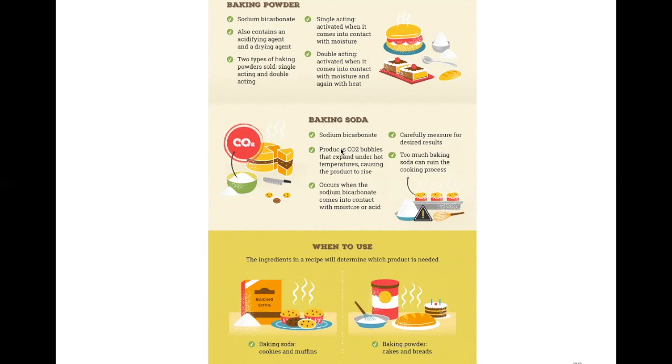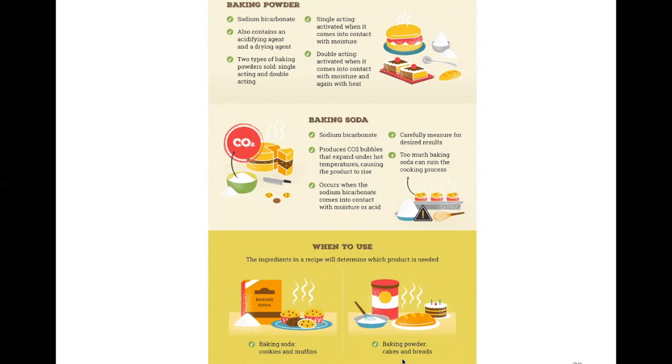किसको कहाँ यूज करते हैं आप देखो, इधर केक की तरह यूज किया हुआ है. तो कोई भी चीज ऊपर की ओर फुलाना हो, केक कैसे फूलता है ऊपर, ठीक है. CO2 gas is released, that is for sure, that is why you get holes in it, that bubbles will give you holes. बेकिंग सोडा किसके लिए काम आता है, मफिन्स सॉफ्ट, देन आपका ये पकोड़े बनाने हैं उसमें यूज होता है. So when to use the ingredients and recipe will determine which product is needed. Baking soda is used in cookies and muffins and baking powder is used in cakes and bakes.